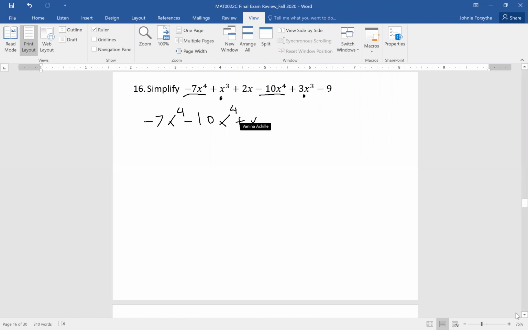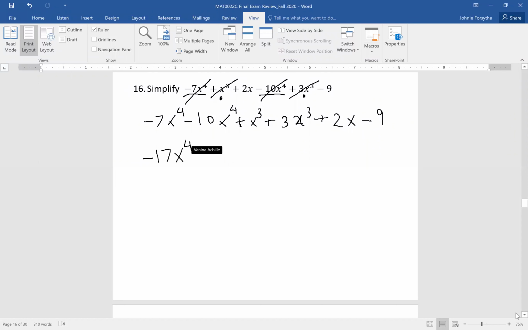Actually, one thing that I want to mention is that it helps as you put them down to cross them over. That way it gets less confusing. So the x cubed, I already put it down, plus the 3x cubed. Now I'm left with 2x and the -9. So same sign. So I'm going to be adding and keeping the sign. So that's -17x to the 4th.